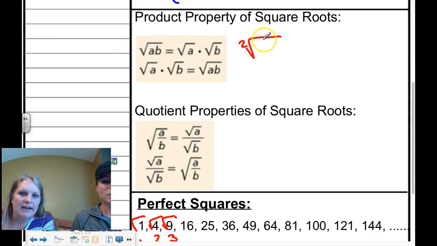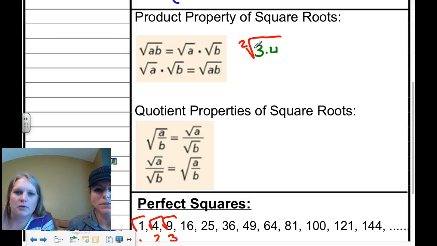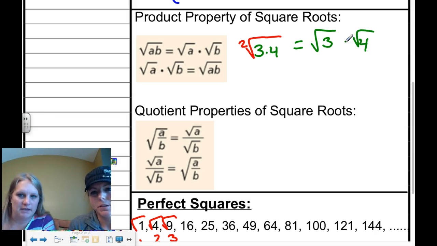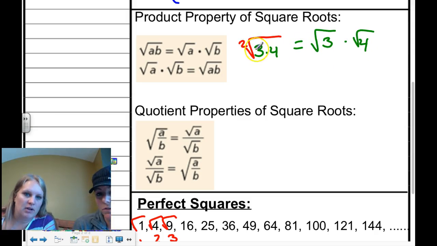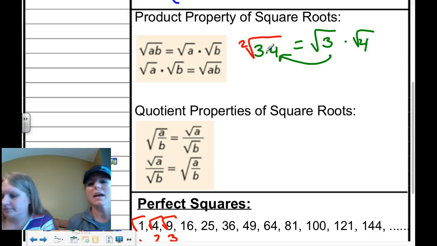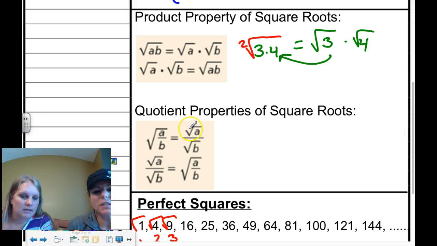Example. So if I had, say, the square root of 3 times 4, I could also say that it is the same as the square root of 3 times the square root of 4. Those are the same things. We could go the other way and say the square root of 12. Plug it back in. So if we had square root of 3, square root of 4, now you can just put them both under the radical. Exactly. So quotient works the same way.